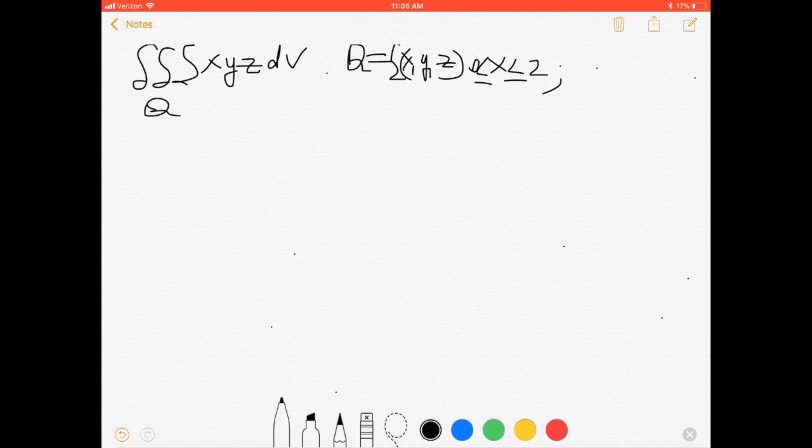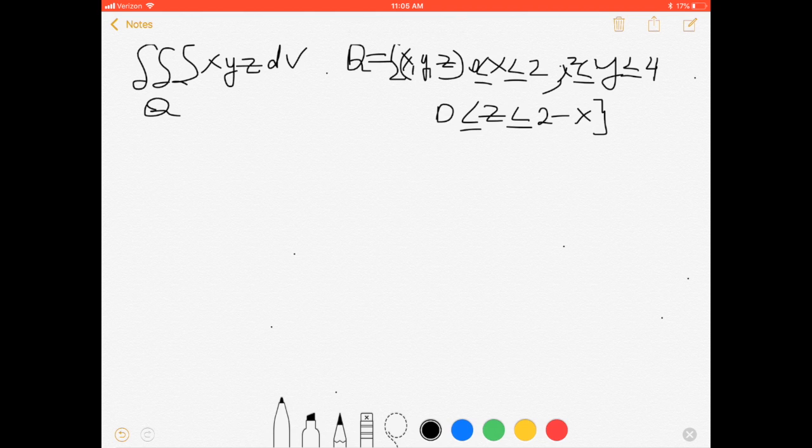y stays between x squared and 4, and z changes between 0 and 2 minus x. Okay. How can we rewrite this integral and how can we change the order of integration?